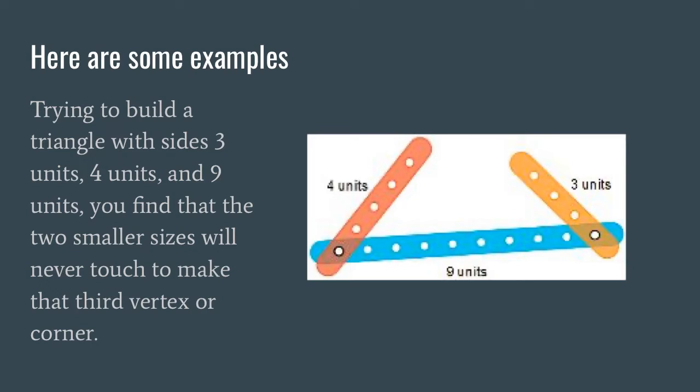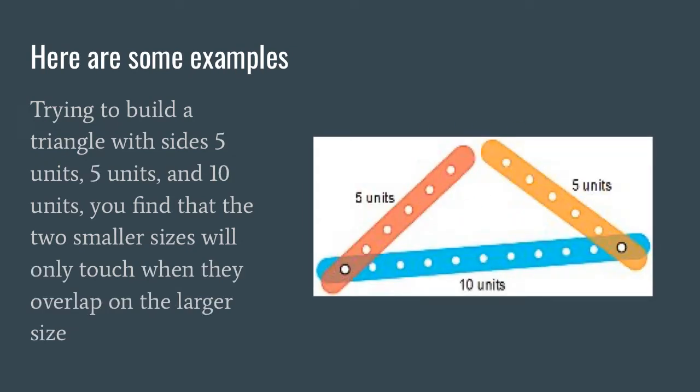So if we were to actually look in class at trying to build triangles, we might use these plastic sticks with holes in them that allow us to construct sides of certain lengths. So this would be a 3 side, this would be a 4 side, this would be a 9 side. And if we try to build a triangle with sides 3, 4, and 9, you find that the two smaller sides will never reach to form the third vertex or corner. If you try to bend this one and bend that one down, they'll never meet. There's always going to be a gap.